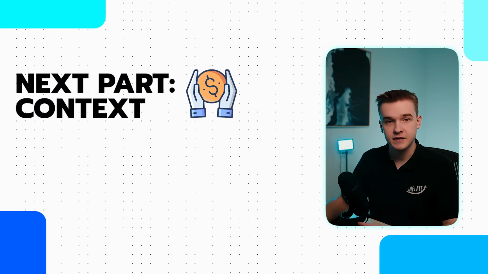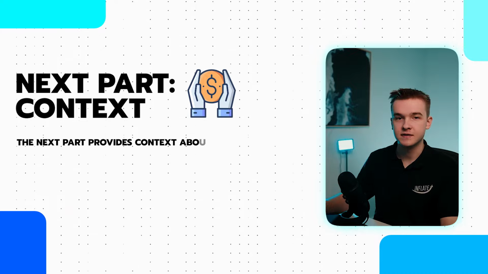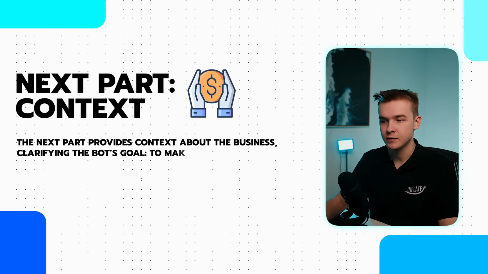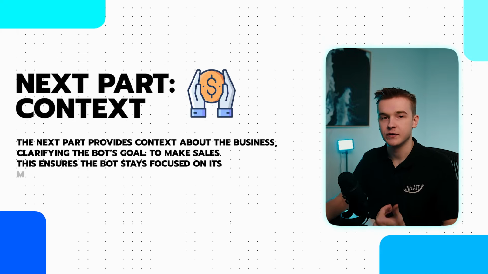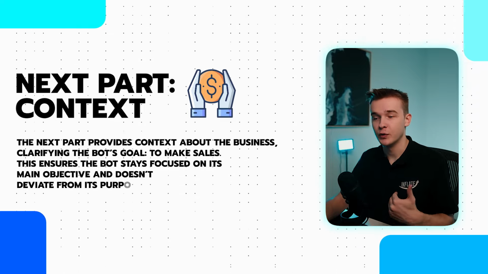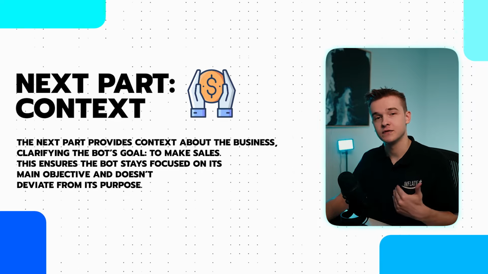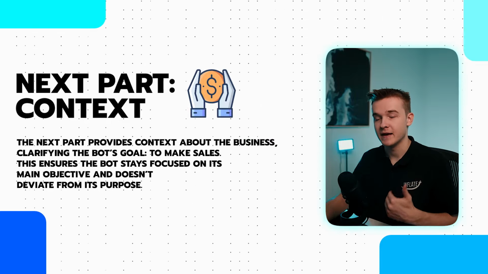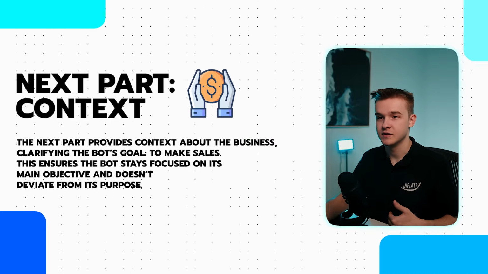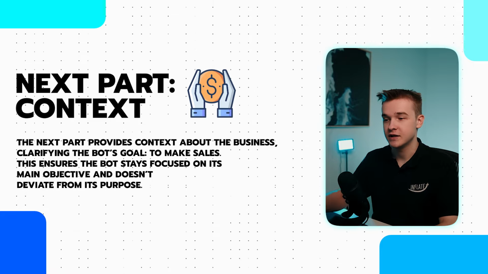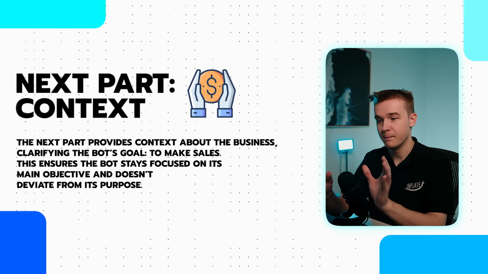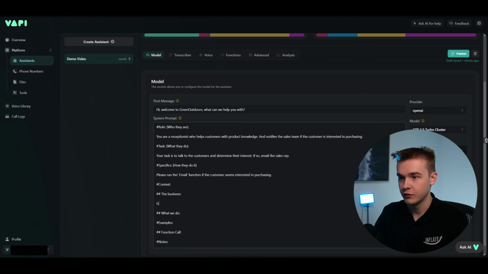The next part is context, and context is just talking about the business and who they are a bit more, so a bit of an add-on to the role. The purpose of this is to confirm what its goal is, what the point of its existence is. It needs to know that it works for a company and that the point is to make sales. We do that because we don't want it to go off on a tangent and talk about anything other than our main objective. So I'll say Green Outdoors is an outdoor camping retailer.